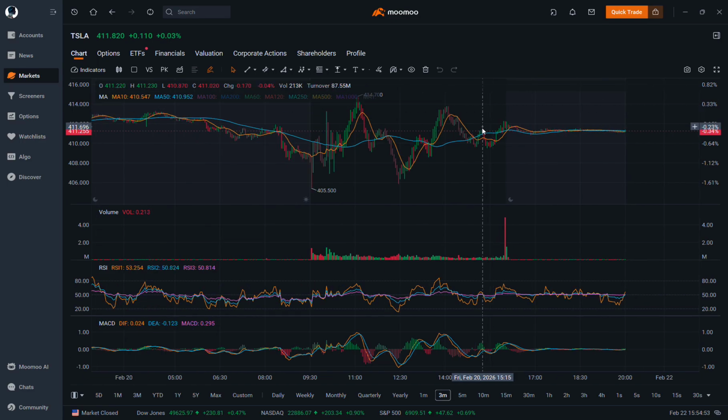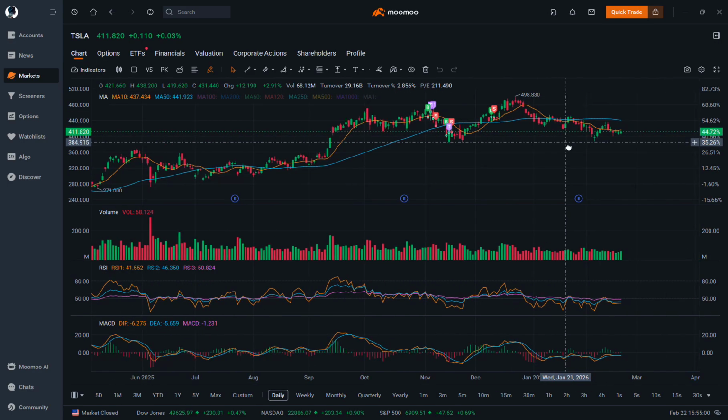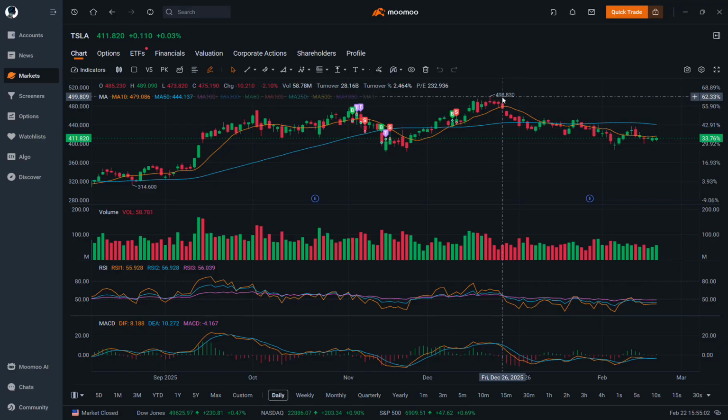Tesla never, ever fell, never went up. Let's look at the daily chart. It never went past 500. The most it reached was $498.83. There's a reason for it, okay?